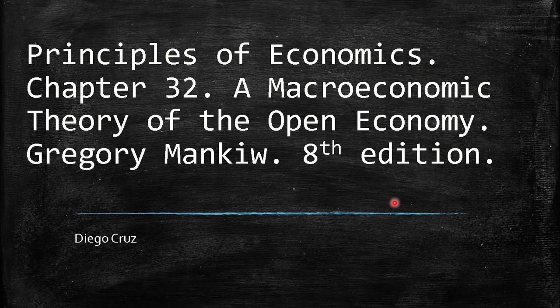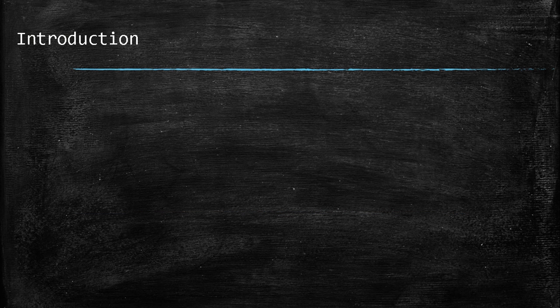Welcome to this last chapter, chapter 32, Macroeconomic Theory of the Open Economy. Remember, this is a book by Gregory Mankiw, Principles of Economics.